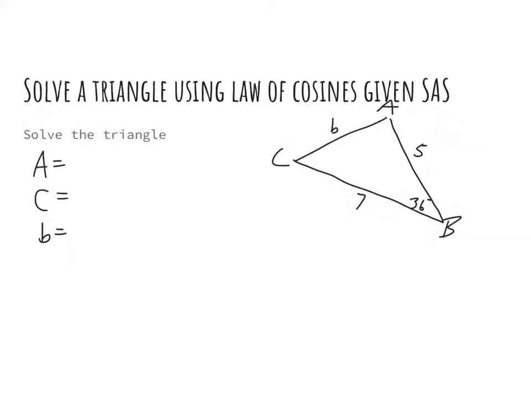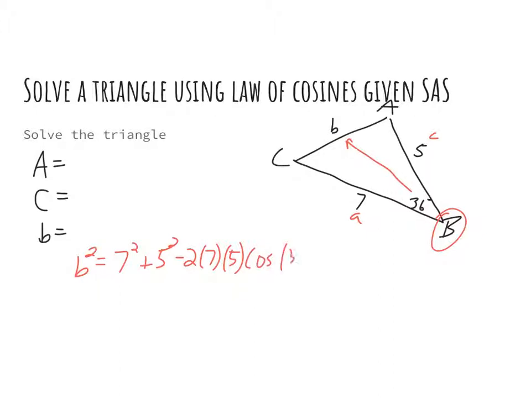So the first one we're going to be doing is given side angle side, and we're going to be asked to solve the triangle. So again, we're going to have to find the three missing pieces. In this particular case, we are given side C, side A, and then angle B. When we are given this, the first thing that we find is the opposite side length. We're going to write out the equation: B squared is equal to A squared plus C squared minus 2 times A times C times the cosine of B.